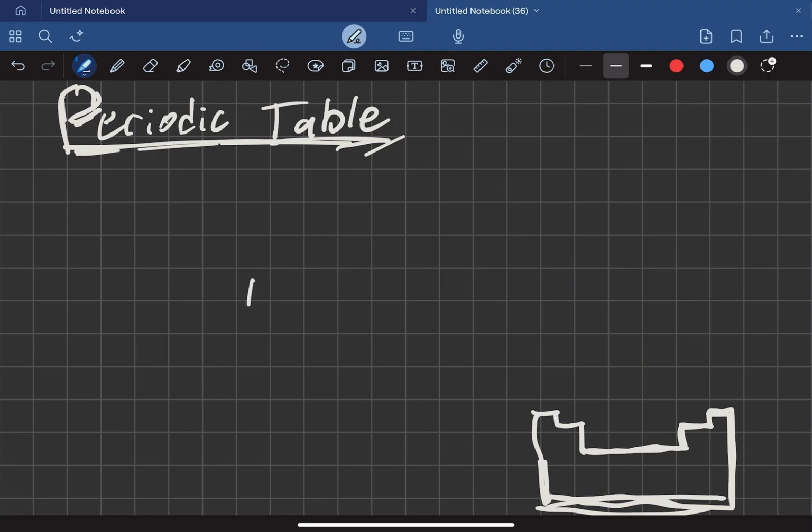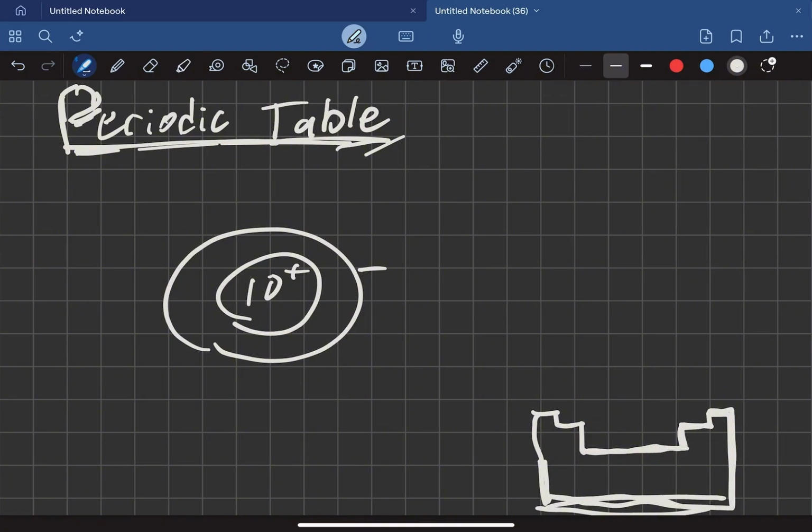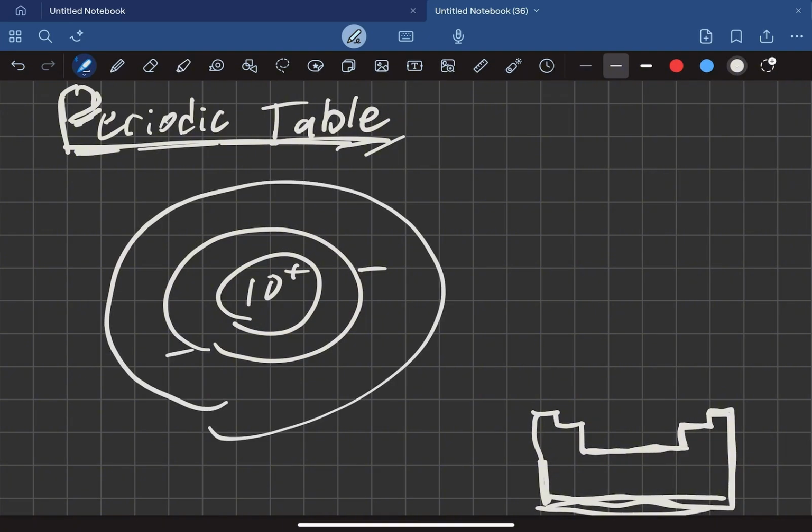So let's draw that: 10 protons in the middle, and then you have 1, 2 electrons in the first shell, and then 1, 2, 3, 4, 5, 6, 7, 8 electrons in the second shell. And this is a proper configuration.